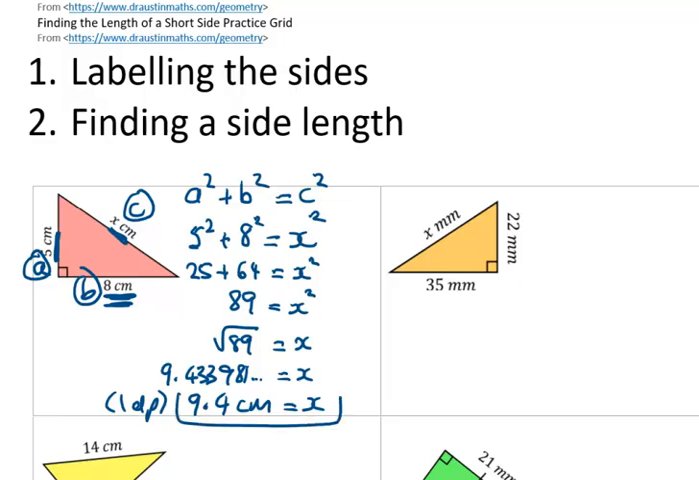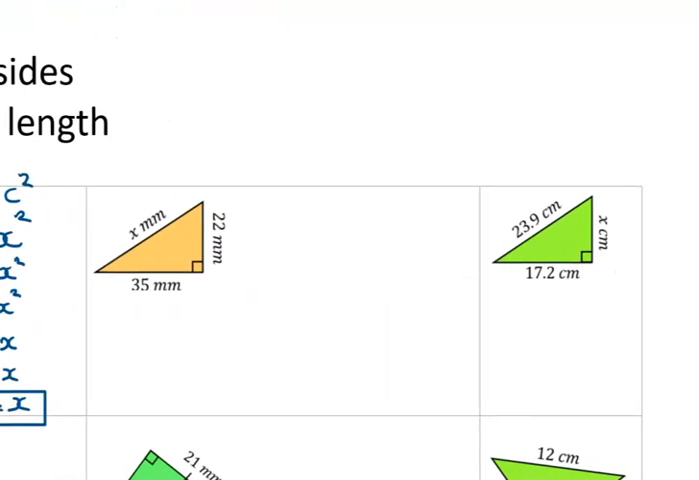Okay, so that's that first one done. Right, now the second one is very similar, because again we're finding the long side or the hypotenuse. So we're going to make A be 22, B be 35, and X will be C. So we have 22 squared plus 35 squared is equal to X squared.